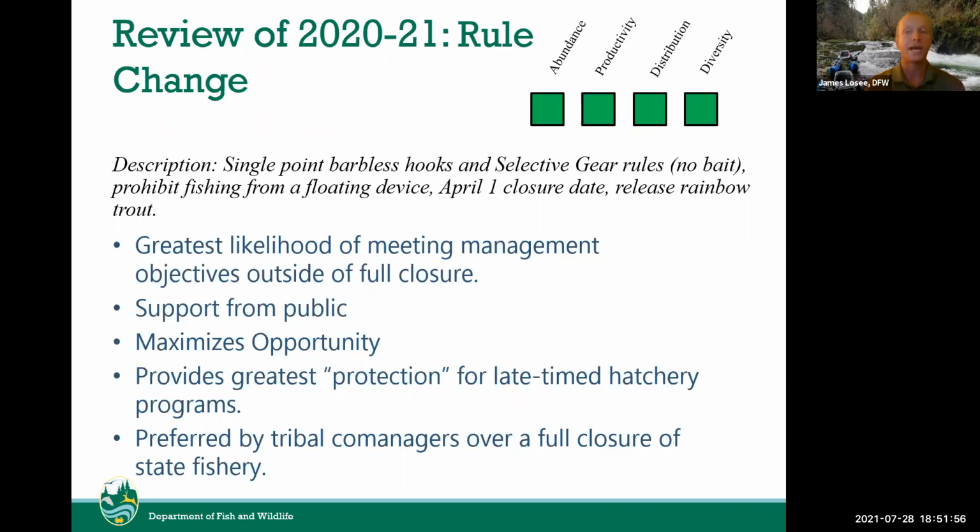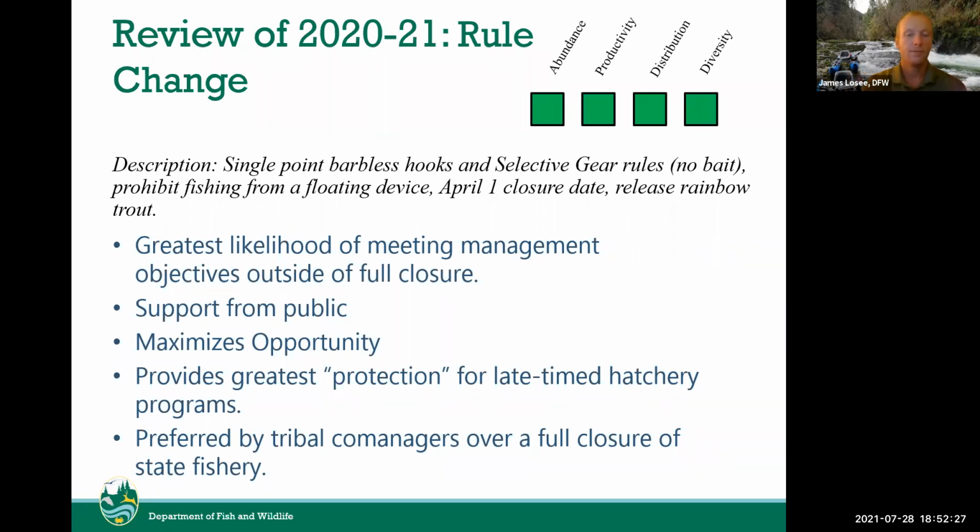And that changed about half of our rivers to no bait. And then we prohibited fishing from a floating device, closed fisheries on April 1 that normally extended beyond that, and then required the release of rainbow trout, given the important contribution they make to productivity and diversity. So there's a bunch of bullets there, a lot of reasons why we moved forward with this regulation, but we know that this was not a perfect fit for everybody, and we heard feedback.